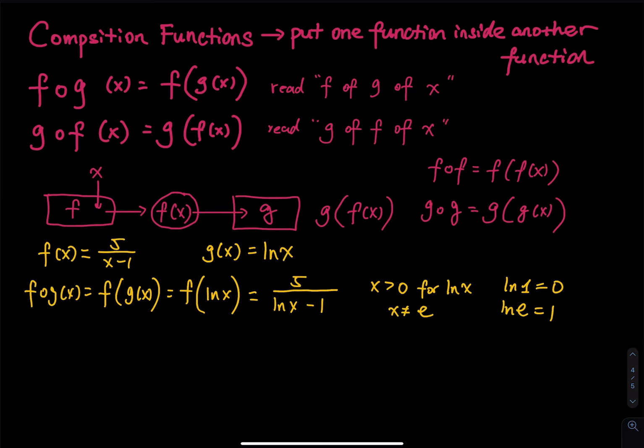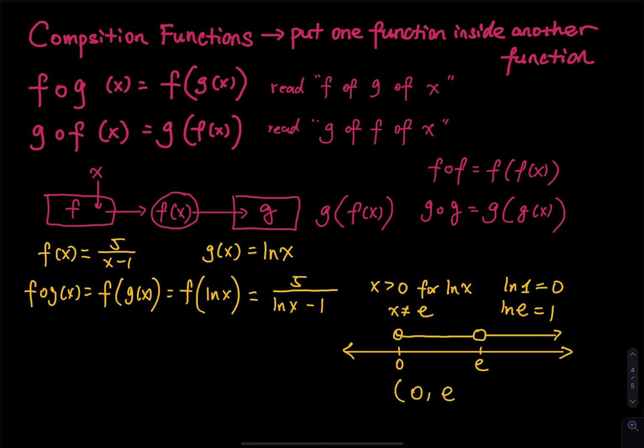So when you write the domain, so here is the domain. So we have 0, and then the e right here. So we have to take out the e, and then x greater than 0, but we have to skip over e. So that means this is from 0 to e, and then from e to positive infinity. So that is the domain of f of g. And then for function f itself, what is the domain? The domain is x can be everything except 1, right? And then for g, x has to be greater than 0. But when you put one function inside another, that changes the domain.